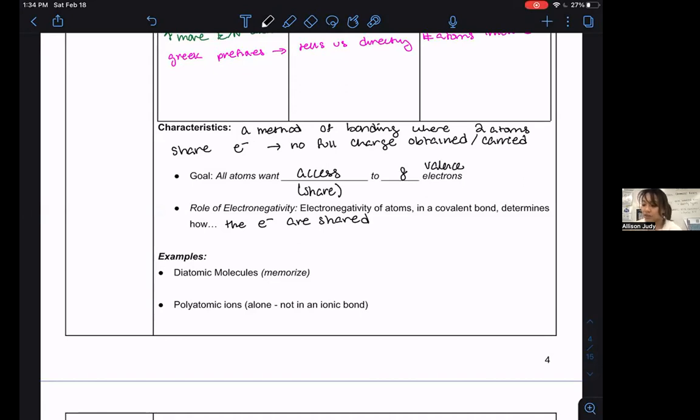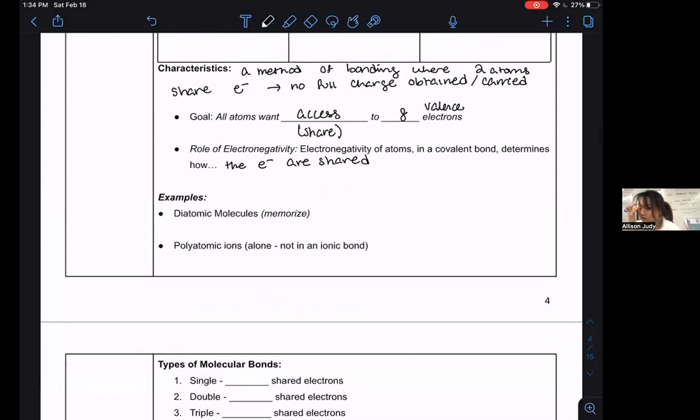What we say is equally or unequally. Kind of like when you think about when your mom asks you to share something with your sibling. Yeah, you're technically sharing, right? You're still sharing, but sometimes you share a little bit worse than what your mom imagined, right? So let's look at some examples of covalent molecules that we've already seen.